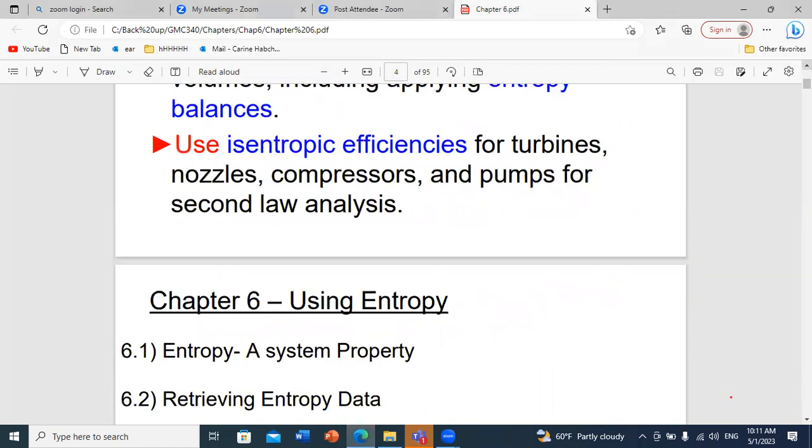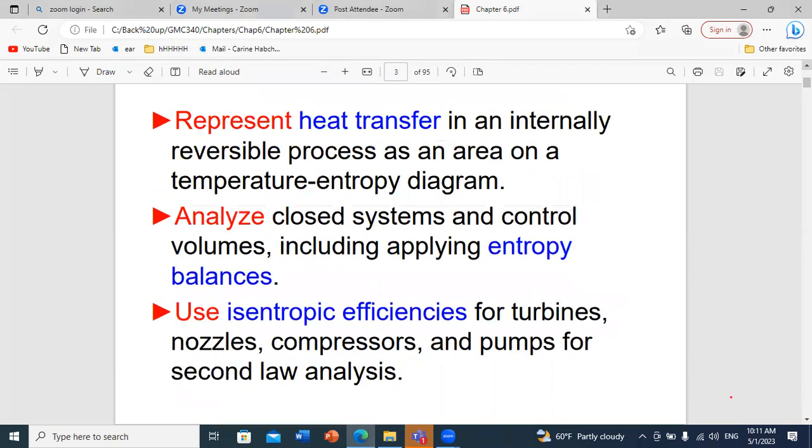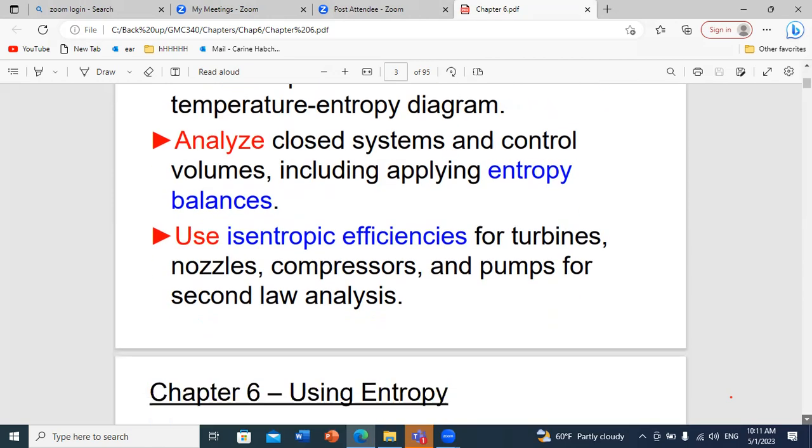Now, we'll apply isentropic efficiencies for different types of equipment like turbines, nozzles, compressors, and pumps, as we did in previous chapters. So this chapter will be a little bit similar in concept: how to use the tables, how for each state to determine the entropy. And then once we determine the entropy change from the table, we can apply the second law of thermodynamics on each of the components.